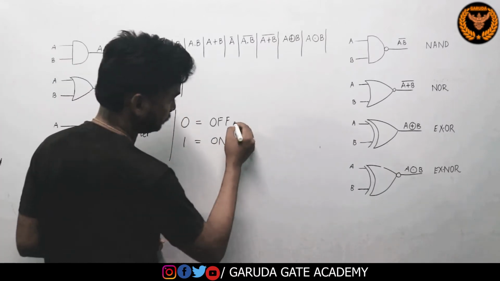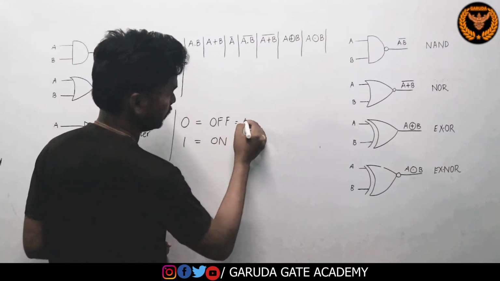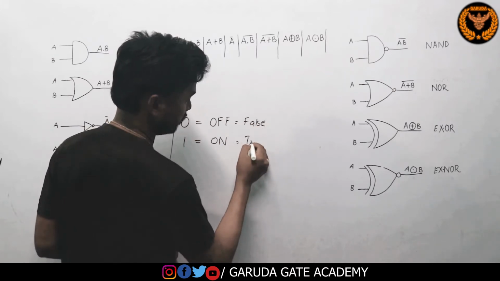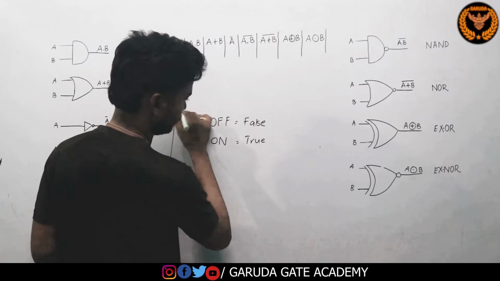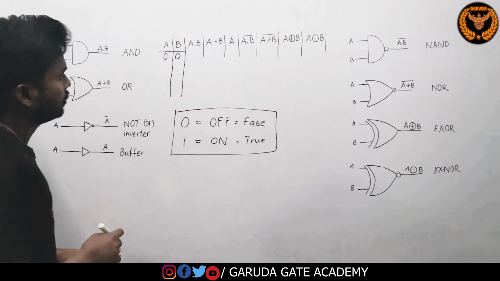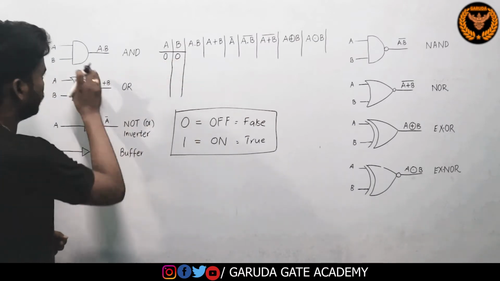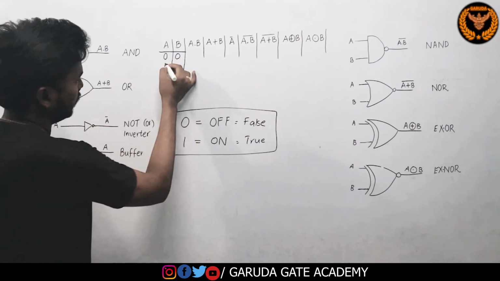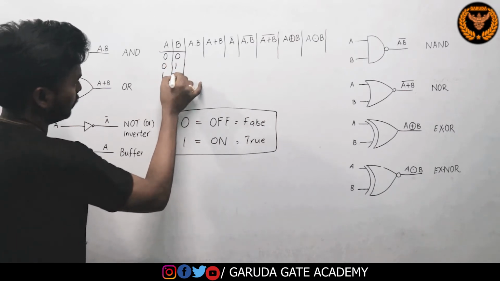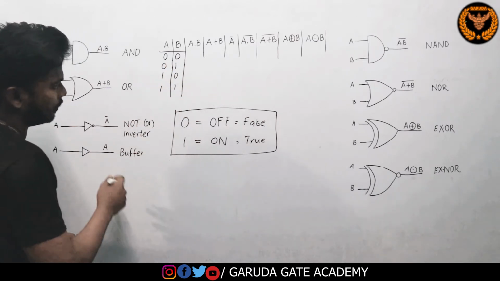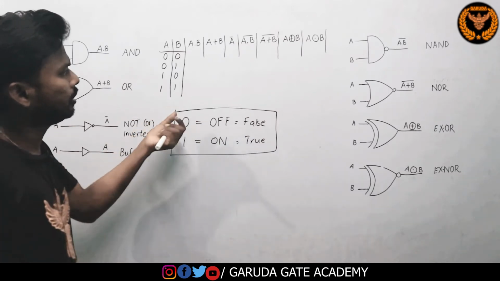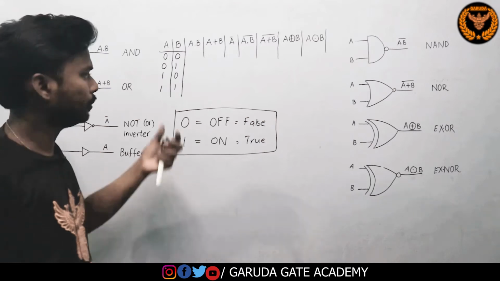Sometimes it is referred as false, it is referred as true, okay? So, since we have only two signals, we'll have 0 0 and 0 1, 1 0, 1 1. By practice, you'll come to know how to write all the inputs. If there are 3 inputs, then you will have 8 possible cases.